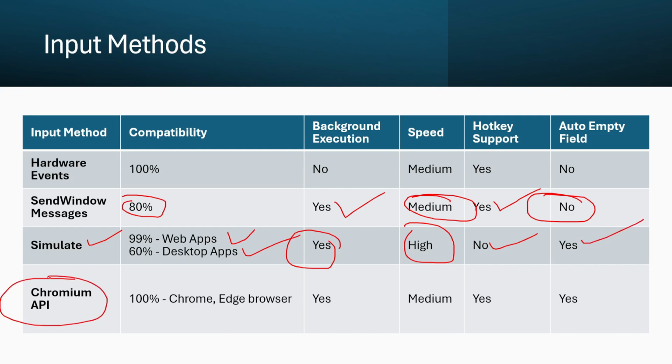Then we have Chromium API. So this Chromium API will support all the browsers that are based on Chromium. So like 100% it will support on Chrome or Edge browser. It supports background execution. Its speed is medium. It also supports the hotkey and it also auto empties the text boxes.